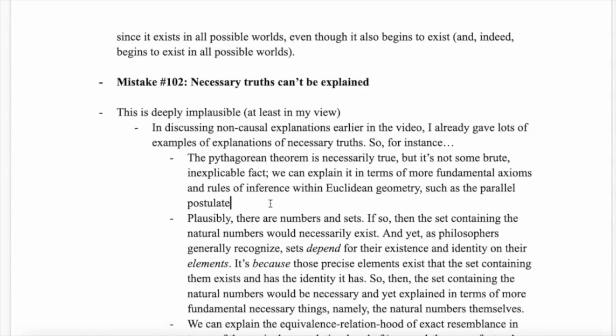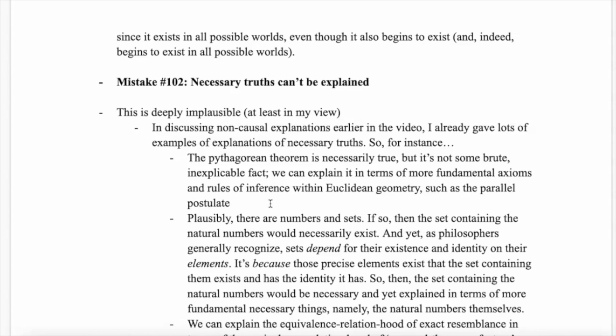And yet, as philosophers generally recognize, sets depend for their existence and identity on their elements, right? It's because those precise elements exist that the set containing them exists and has the identity that it has. So then, the set containing the natural numbers would be necessary, and yet explained in terms of more fundamental necessary things, namely the natural numbers themselves.